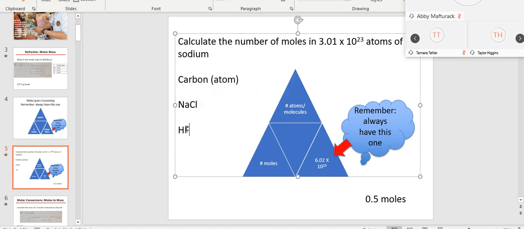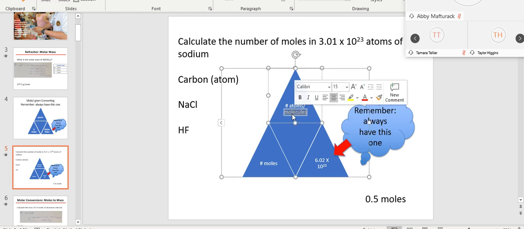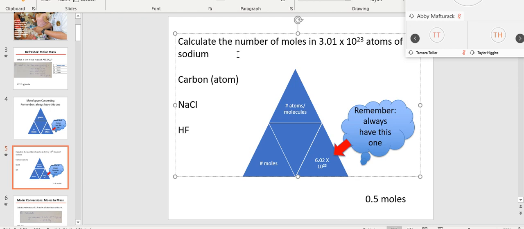But I could ask you to find the number of molecules of HF, and I would use the exact same formula, the exact same methodology, but I would just use the number of molecules. Let's say I have my answer here. I found 10 atoms of carbon. Okay, that would be my answer.